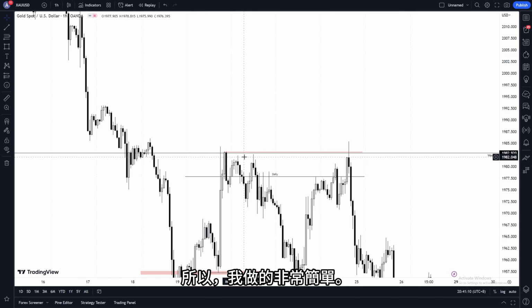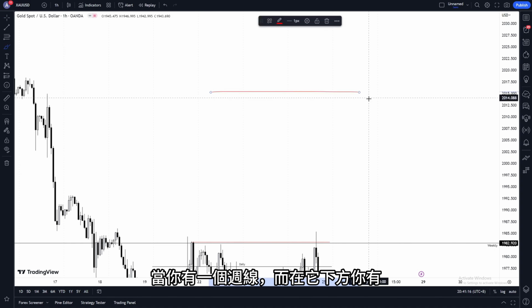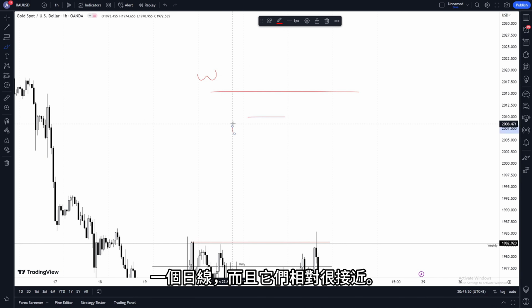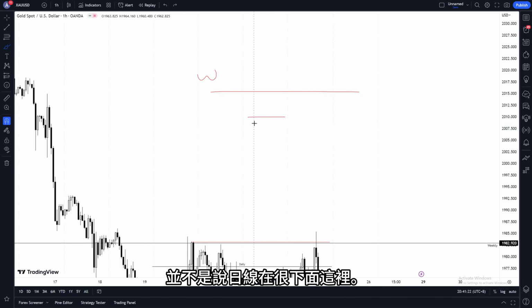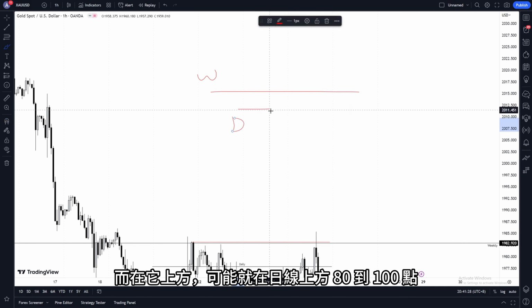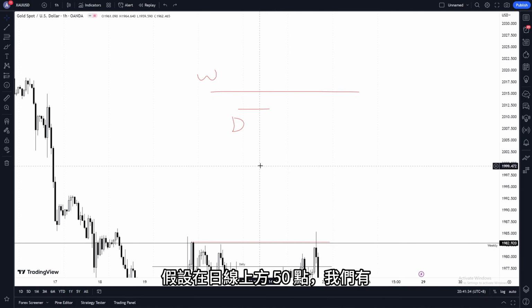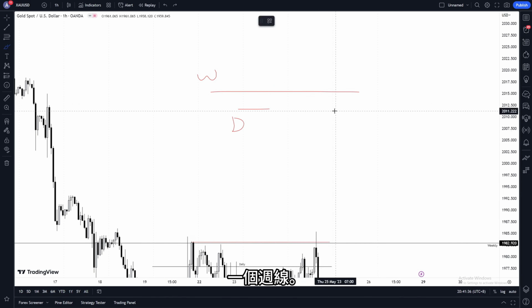So what I did was very simple. We had ourselves a weekly. Okay, remember what I told you guys before. When you have a weekly, and below that you have yourself a daily, and they're relatively close. So it's not like the daily is down here. No, the daily is pretty damn close. The daily is like right here. And above it, like maybe 80 to 100 pips above the daily, we have ourselves a weekly, right? Let's say 50 pips above the daily, we have ourselves a weekly.